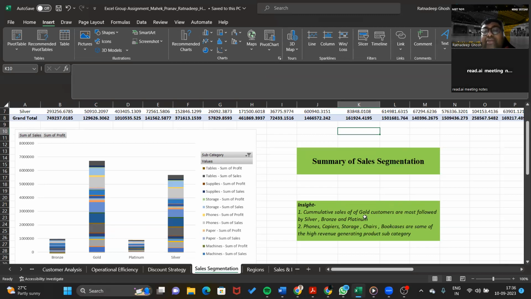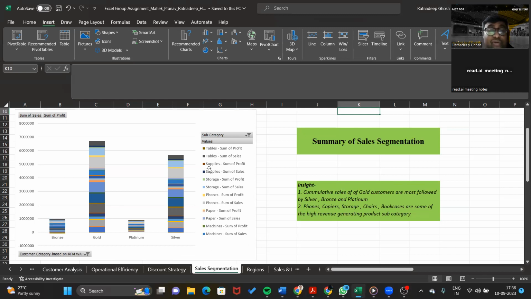As you can see, the cumulative sales of gold customers are most, followed by silver, bronze, and platinum. So we can see that the gold customers are generating much more sales compared to the platinum and silver and bronze ones. So I can say that the gold customers cumulatively generated much more business of much more value than the others.